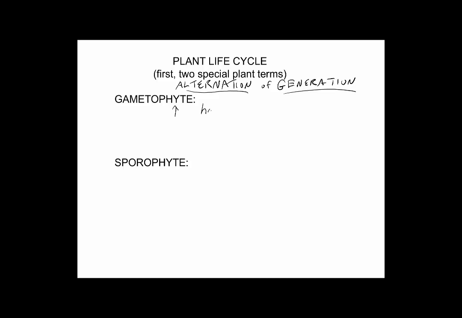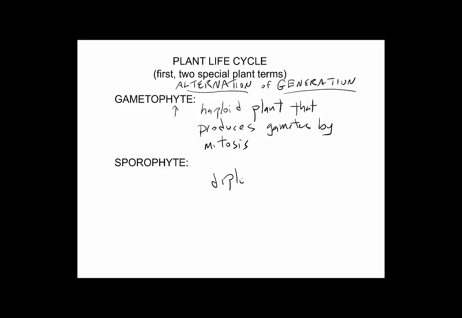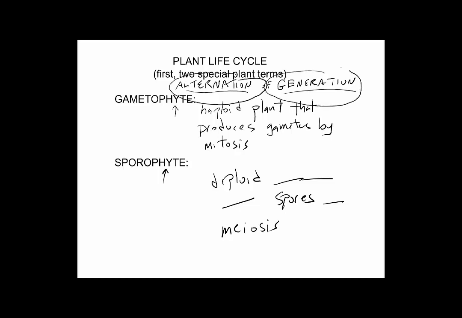And a gametophyte is a plant which is haploid, and what a haploid plant does is it produces gametes. That's why it's called a gametophyte. And it produces its gametes, because it's haploid, by mitosis. A sporophyte, you just change a few words here. It's a diploid plant that produces spores by meiosis. So it's a spore plant. It's a spore-producing plant. And these are the two stages in the life cycle of plants. It alternates between being a gametophyte and a sporophyte.